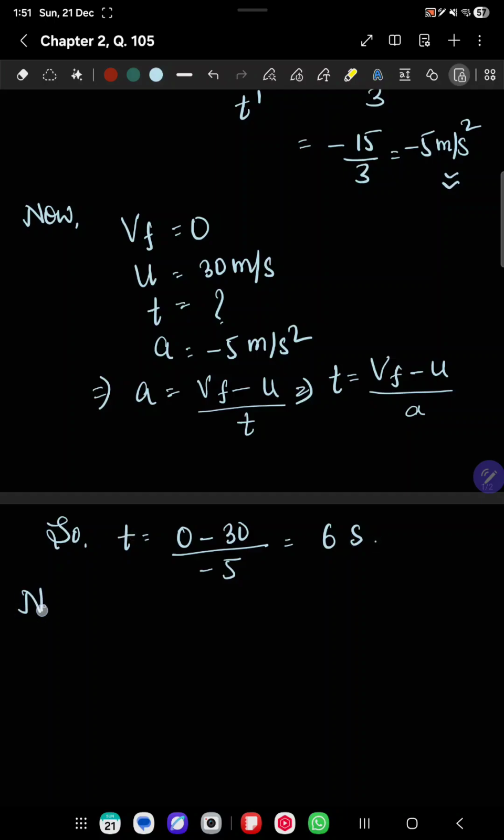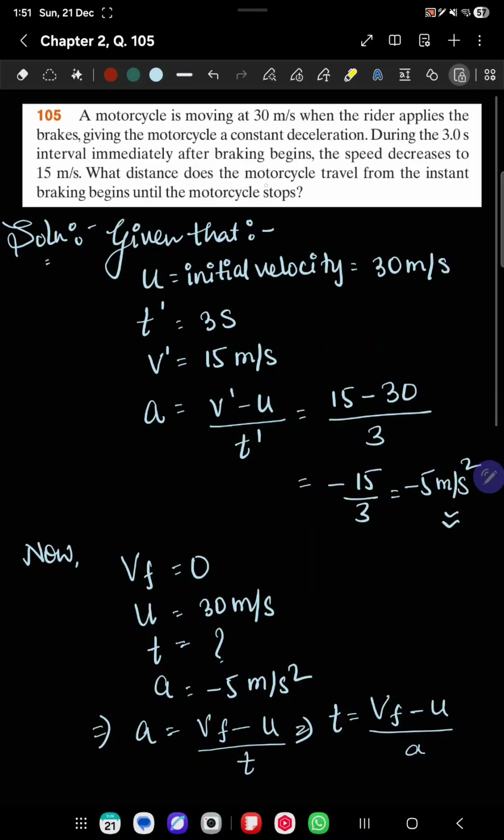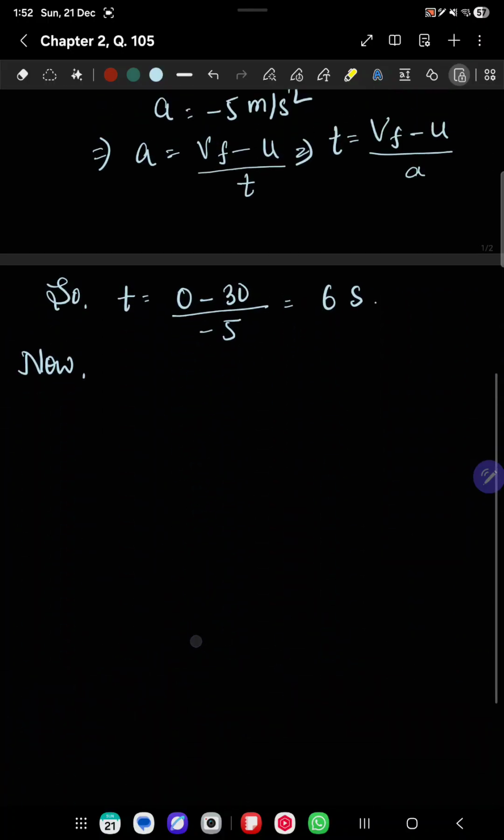Now we need to find out the distance, the distance the motorcycle travels from the instant braking begins until the motorcycle stops. So the distance we can write as equal to ut plus half at square.